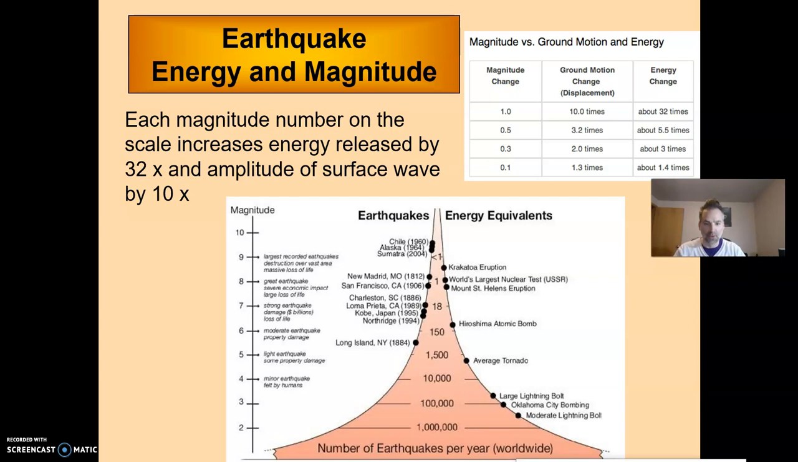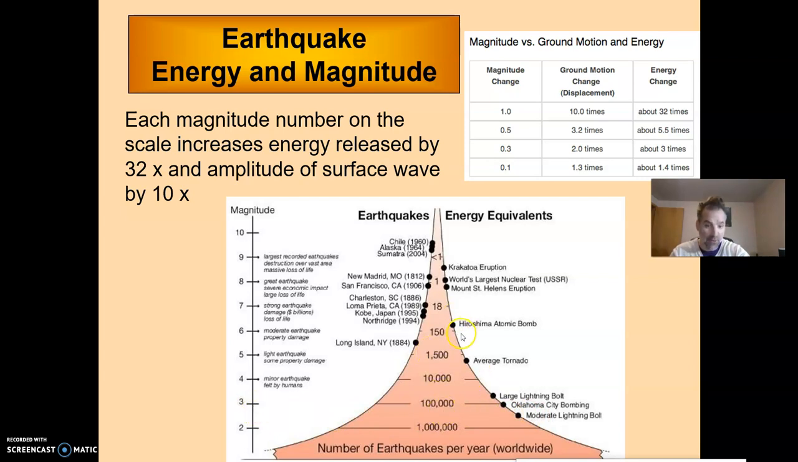This is a really neat kind of curve and charts that show a bunch of different things. But first, what I want to show you guys over here is the magnitude. I believe this is on the Richter scale over here, and this is the number of earthquakes per year worldwide. And this is neat because over here, this is the energy equivalence. And down over here, you have basically a modern lightning bolt, and that would be about a 3 here.